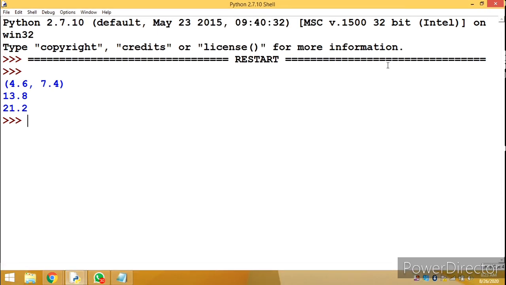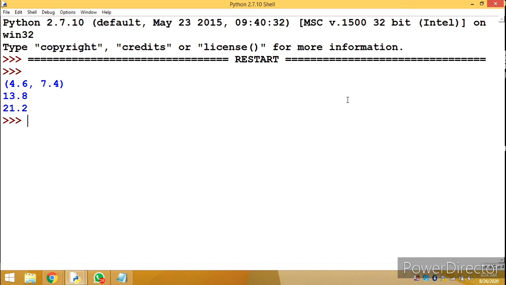So the second one is also correct, and 21.2, that is also correct. So what we have all come to know is that you are able to guess the output, isn't it? Very good answer you have given. So you got the answer. Please copy the answer. The output you have to write in the same way.